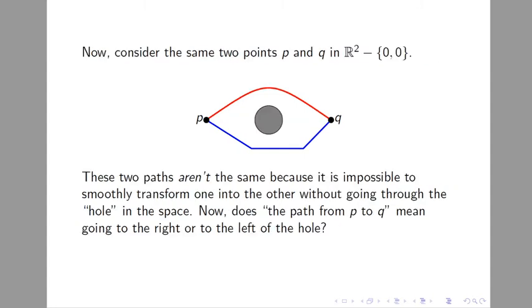Now, instead imagine R2 minus a single point, denoted by this gray circle. Now these two paths from P to Q are actually different. If I said the path from P to Q, it would be unclear if I meant going to the right or left of the hole, in which case it might make a difference.